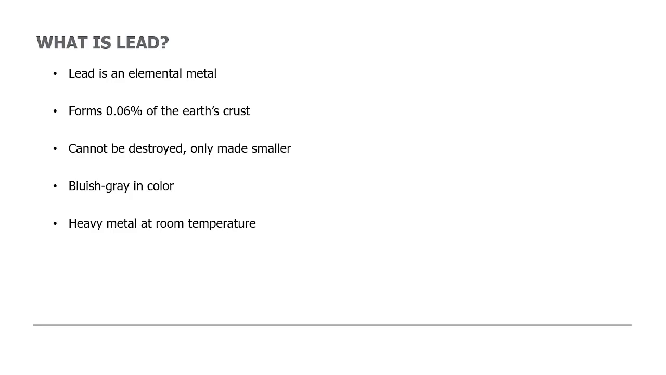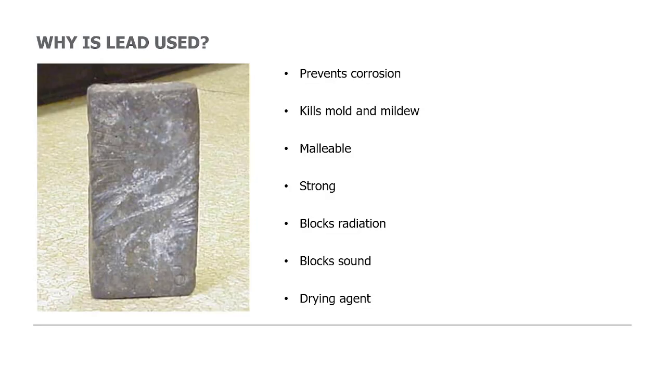So what is lead? Lead is an elemental metal. It cannot be destroyed. It can only be made smaller. It's bluish gray in color, and it's a heavy metal at room temperature. So here are some reasons why lead is used. It can prevent corrosion, kills mold and mildew. It's malleable, it's strong, it blocks radiation, blocks sound, and can be used as a drying agent.